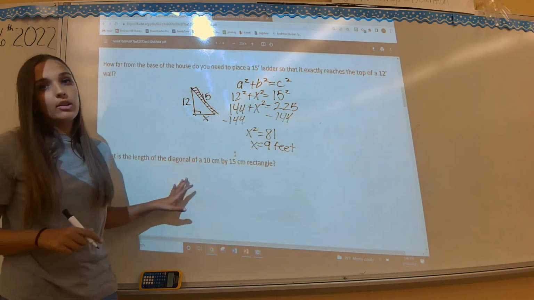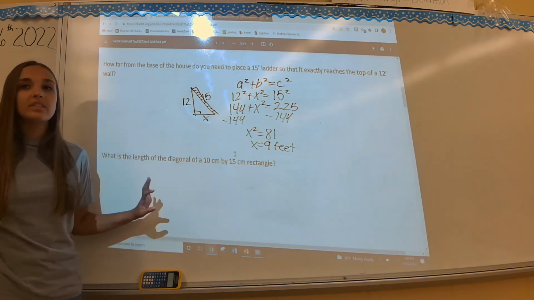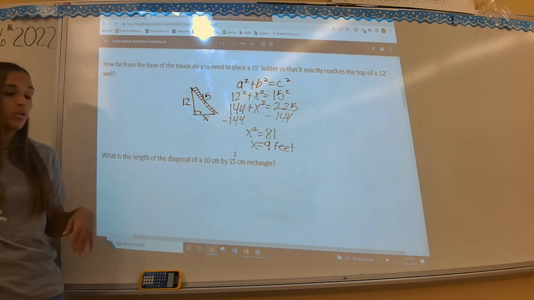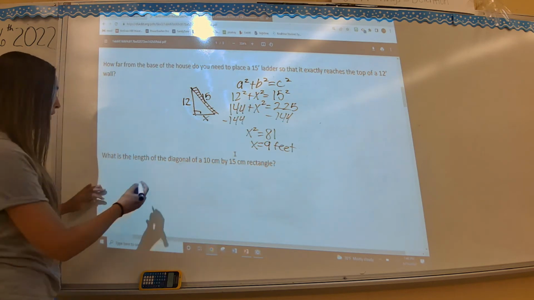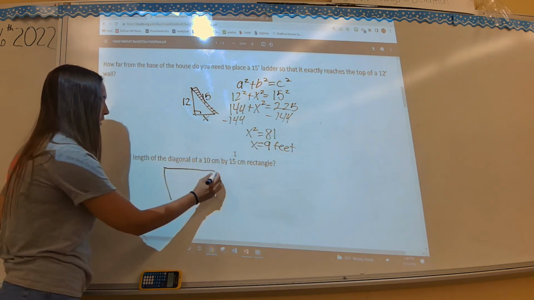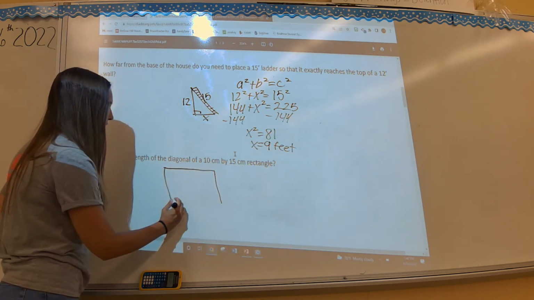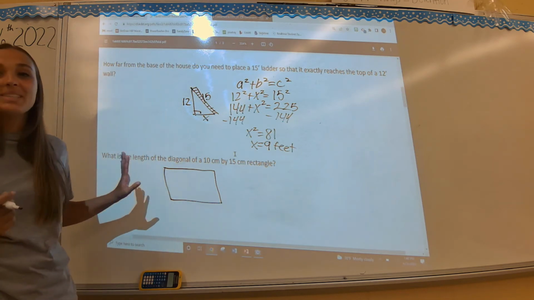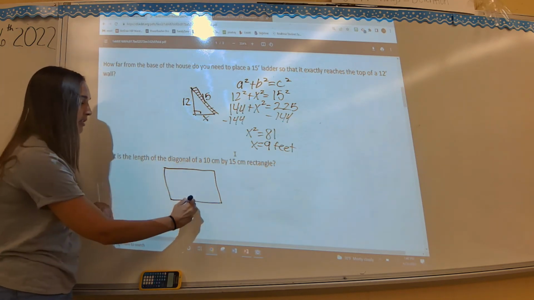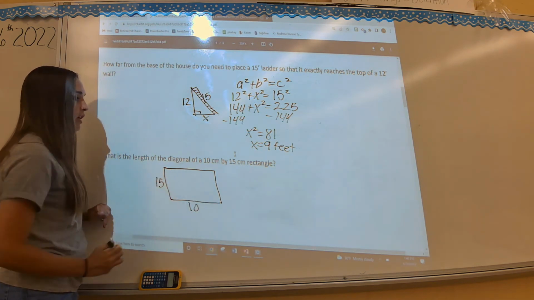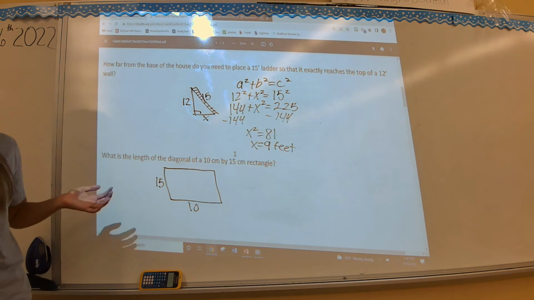Let's take a look at another problem. It says, what is the length of the diagonal of a 10 centimeter by a 15 centimeter rectangle? So once again, I'm going to draw this. I'm going to try to make it as level as possible, but of course, I am not the best. So we have this, and our length is 10 centimeters, and our width is 15. We're trying to find the diagonal portion of it.